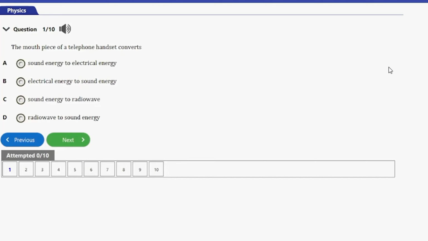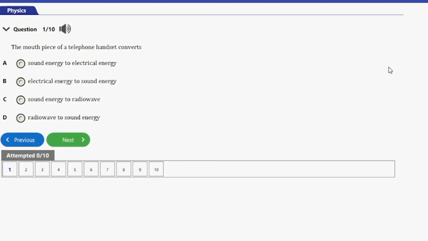It says the mouthpiece of a telephone handset converts A. Sound energy to electrical energy. B. Electrical energy to sound energy. C. Sound energy to radio wave. D. Radio wave to sound energy. So guys, the answer to this question is option A, and that's sound energy to electrical energy.